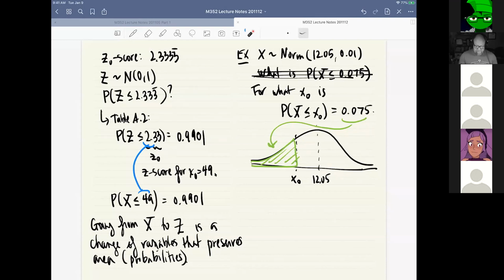So the textbook is not for values of this distribution. It's values for the normal distribution. So I need to convert this x naught number into a z-score. So that's what I'm going to do. For x naught, I need to subtract mu and divide by my standard deviation. That's going to give me a z-score. Now notice I don't know what x naught is, but that's okay. My mu is 12.05.